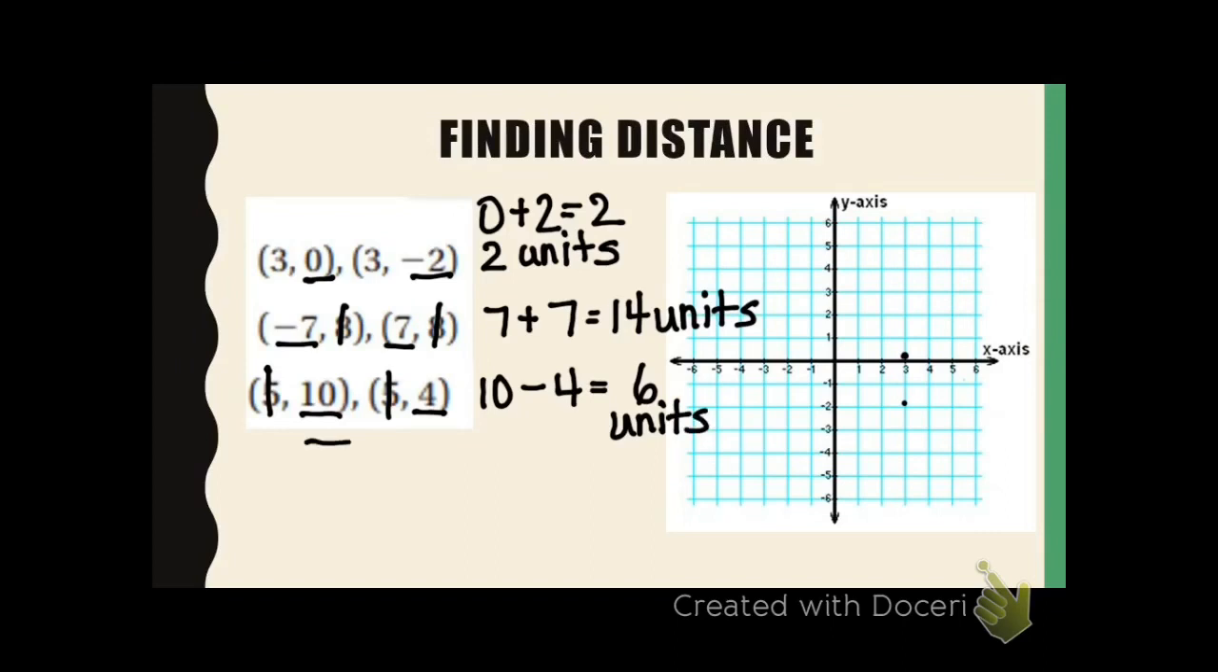They would be in the same quadrant. If they're in the same quadrant, you subtract. If they're in different quadrants, you add. Same quadrants means the two numbers that are different are both positive or both negative. If they were both negative, I would have found their absolute value and subtracted. Okay?